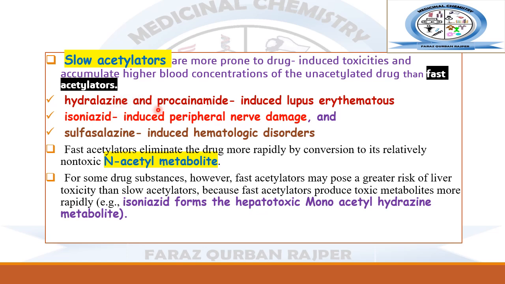are hydralazine and procainamide, which induce lupus erythematosus, and isoniazid, which induces peripheral nerve damage, and sulfasalazine, which is one of the sulfonamide drugs, which induces hematologic disorder. Isoniazid, we know, is an anti-TB drug. The lecture on isoniazid medicinal chemistry is also available. You may go through it.